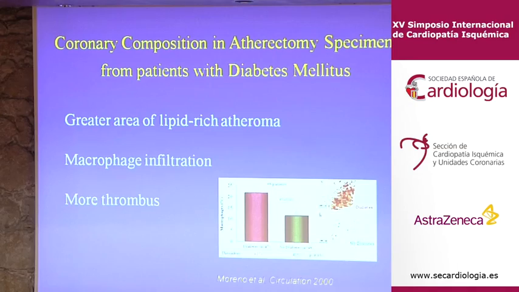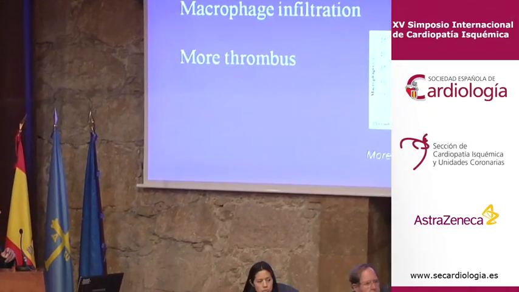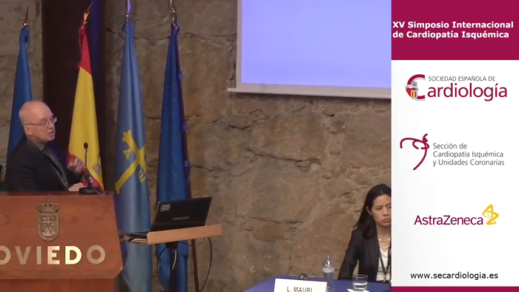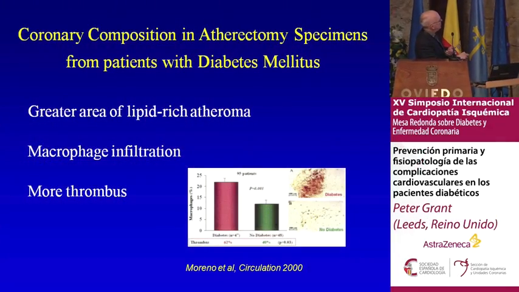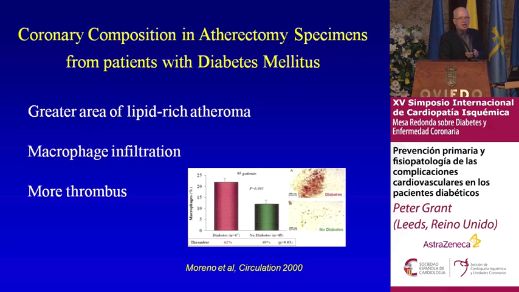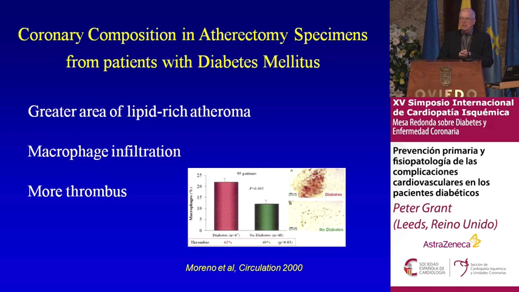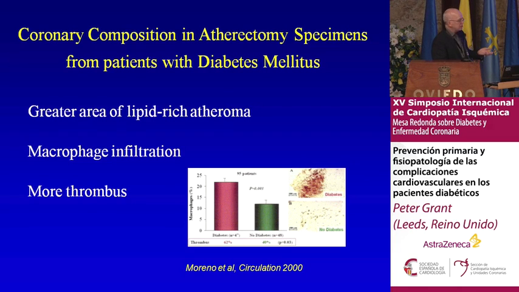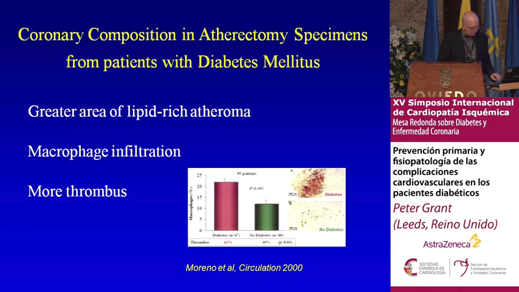If you look at people with diabetes and take out their atheroma, this is a paper published in Circulation some time ago now, but diabetes subjects who have atheroma have a greater lipid-rich area, they have more macrophage infiltration and more thrombus in their atheroma than their non-diabetic counterpart. So coronary artery disease is an inflammatory atherothrombotic process. In diabetes, the inflammatory atherothrombotic aspects of this disease are accentuated.